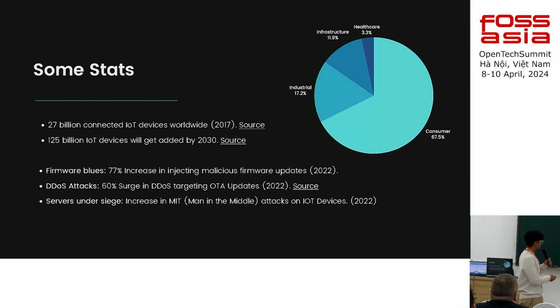Let's see some stats. Currently, there are 27 billion active IoT devices connected, according to a 2017 report, and it is going to rise up to 125 billion. So you can see it's almost 5 times. The consumer sector is the largest one in which IoT devices are used, and you don't want your users' IoT devices to get infected with malicious updates. Here are the firmware blues attacks that I told you about before: a 77% increase, and DDoS a 60% increase.